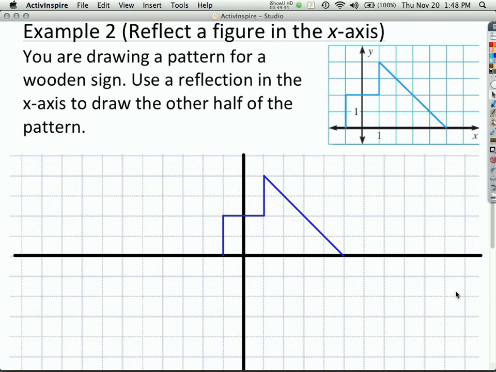Okay. So we can look at the vertices. Okay, absolutely. Could you give me the coordinates of one of them? -1, 0. So right there. Okay. Good. Anyone have a different idea of how we could reflect it?